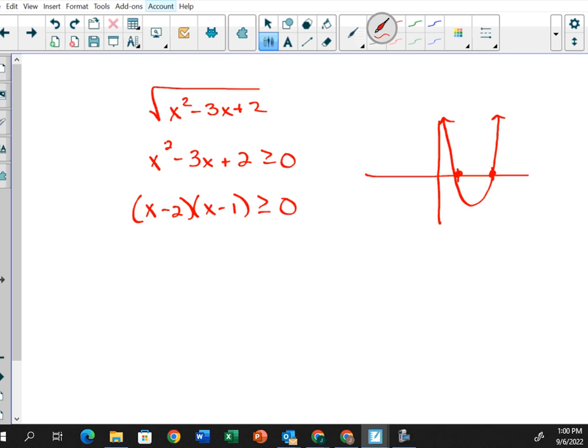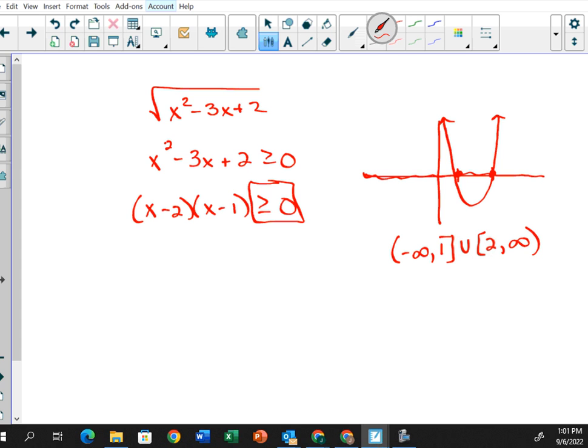Okay. I want to know, when is it greater than or equal to 0? That means when is it above the x-axis? So that would be from negative infinity to 1. And I can include that because I can take the square root of 0. And then again, from 2 to infinity. Because it's only below the x-axis in between 1 and 2. So that's one way.